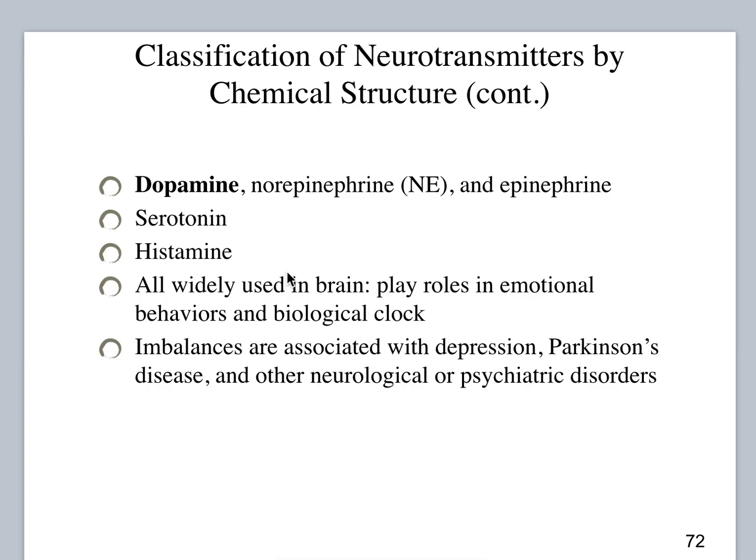Other neurotransmitters would be dopamine, norepinephrine, epinephrine, serotonin, histamine. All these are different neurochemicals in the brain, and often imbalances of the neurochemicals can result in conditions like depression, Parkinson's disease, or other neurological or psychiatric disorders.